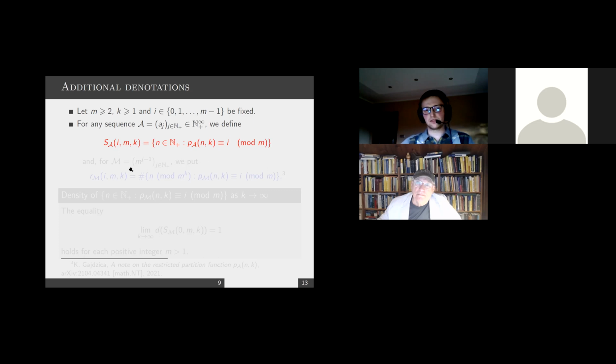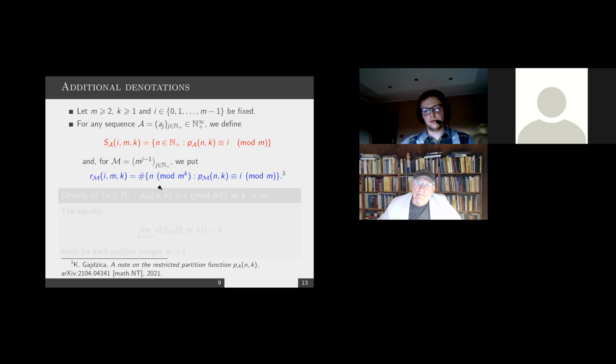And we also define, for the restricted M-ary partitions, the function R_M(i, k) as the cardinality of the set of those m modulo n to the power k such that p(m, k) is congruent to i modulo n. Today I will not talk a lot about this function. Actually, I will not say anything, but for anyone who is interested in some properties of this function, I encourage you to visit arXiv and take a look at my preprint on the restricted partition function.